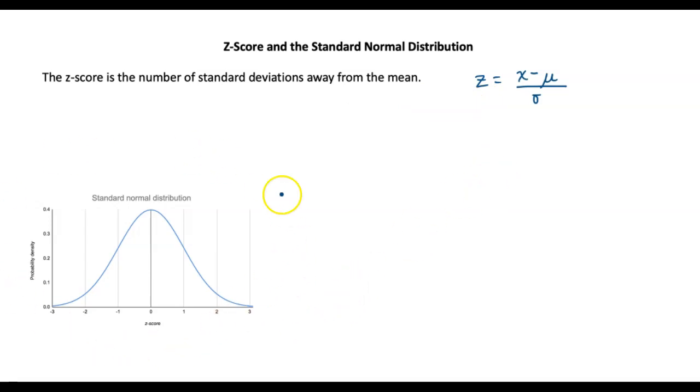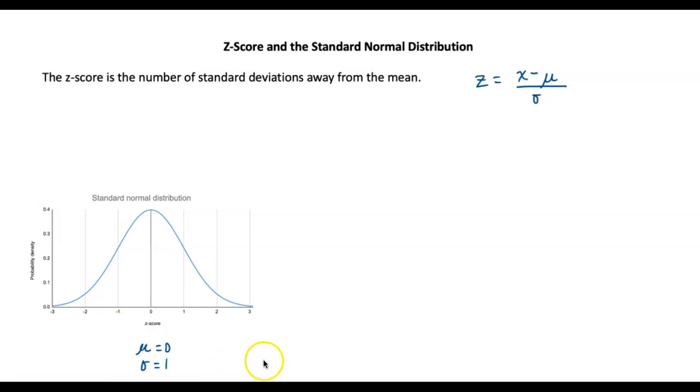And so what about our standard normal distribution? Well, this is just the name for a certain type of distribution in which the mean is 0. So the mean is 0, and the standard deviation is 1. So if you're told that data is normally distributed, then you can make these assumptions automatically.